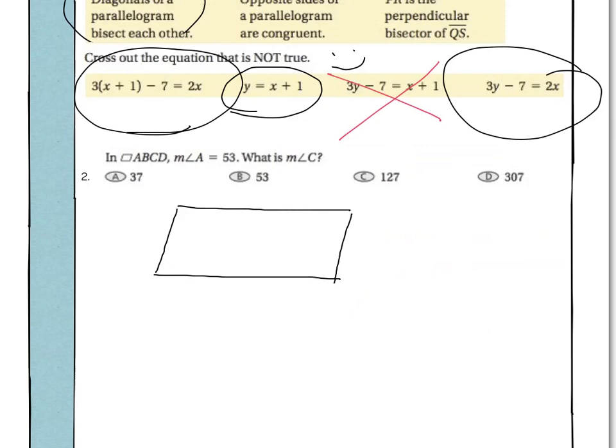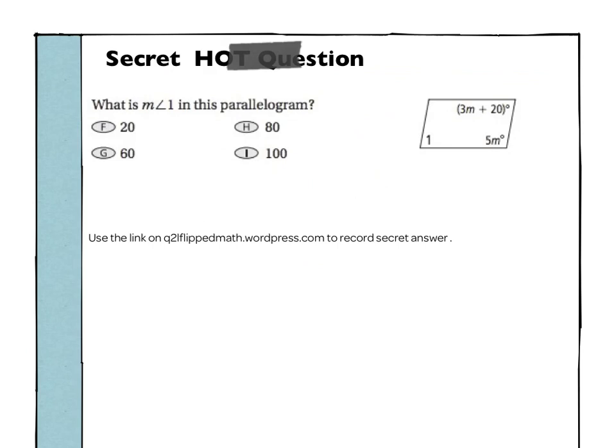Okay. Our second question says, in parallelogram ABCD, which means we have to go in that order. So let's draw it. Here's the parallelogram. We're going to go A, B, C, D. And then it says the measure of angle A is 53. So let's put that in for angle A, 53. Since this is a parallelogram, we know that opposite angles are congruent. So angle A is congruent to angle C. Therefore, angle C must be 53. Beautiful.